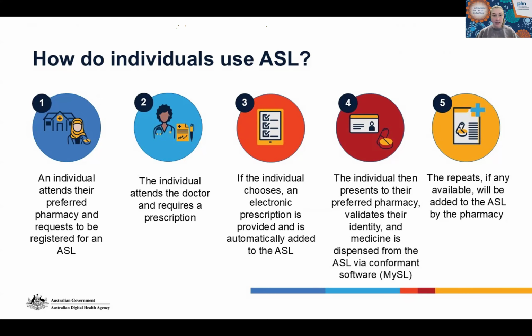So now the patient's set up for the ASL, the patient then attends the doctor's office and requests a script to be written for them. The patient requests that the script is done via electronic prescribing, and it is then added to their ASL by default, unless they ask for it to be withdrawn. The patient does not need the token because it's in the ASL, but they can have it if they wish. The patient then presents to their pharmacy, validates their identity, and receives their medicine, which was accessed by the ASL.